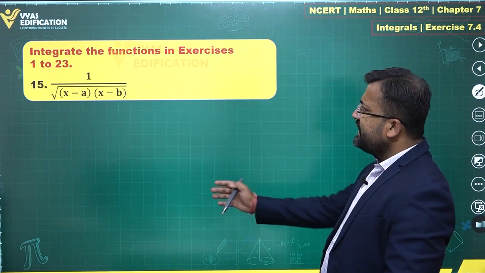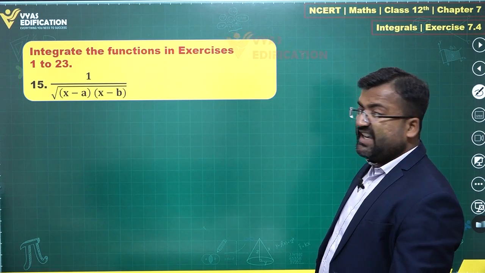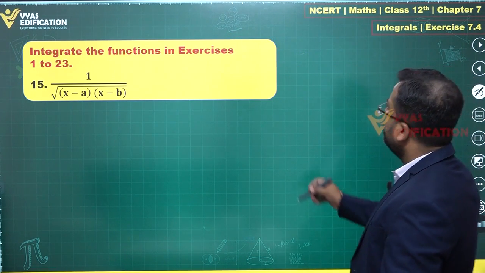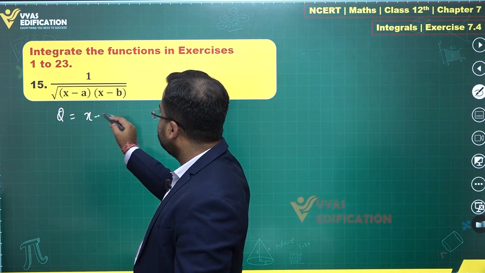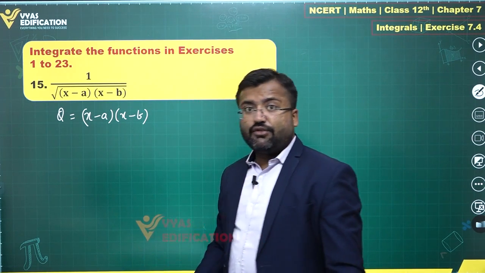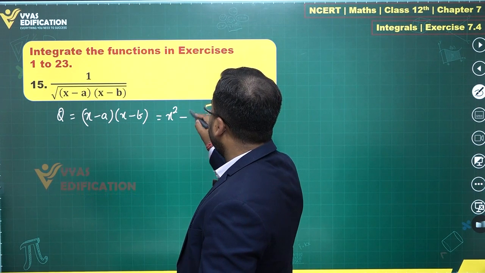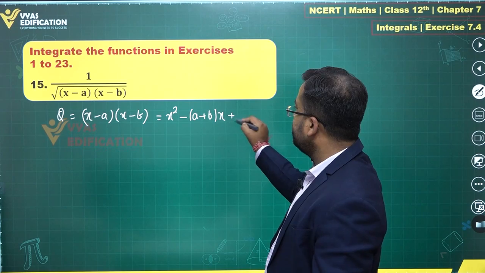The 15th question says you have to integrate 1 upon root of (x minus a)(x minus b). Once again, we have 1 upon root quadratic, so we'll begin with that quadratic. The quadratic is (x minus a)(x minus b), and we'll have to convert this into a perfect square first of all. This is actually equal to x square minus (a plus b)x plus ab.